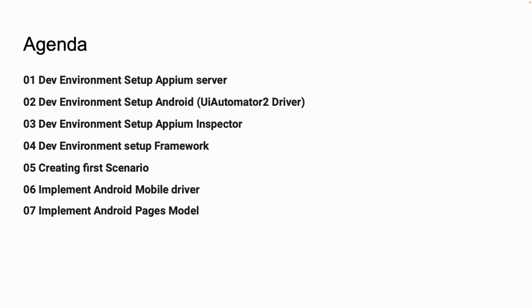Step number 7, implement Android page model. This will allow you to interact with the different app components.